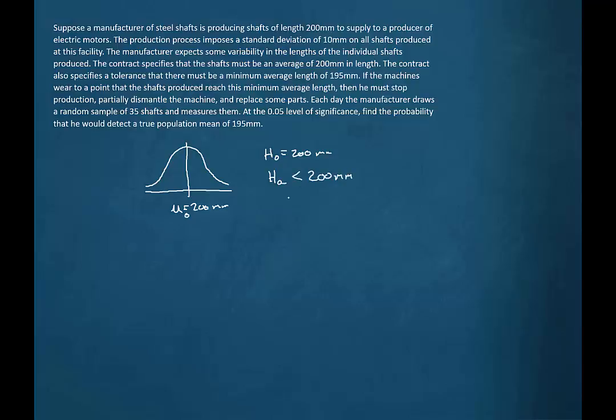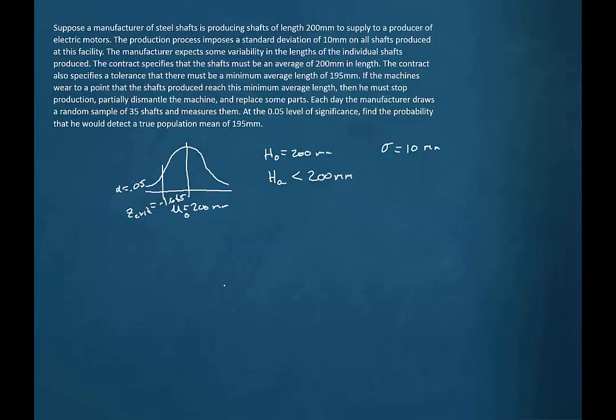The contract specifies that there must be a minimum average length of 195 millimeters. So alpha is going to be down here in the left tail. Now we're told that the production process itself imposes a standard deviation of 10 millimeters on all shafts produced. So that would be a population standard deviation. This would dictate then a critical Z value. And this critical Z value would be minus 1.645.